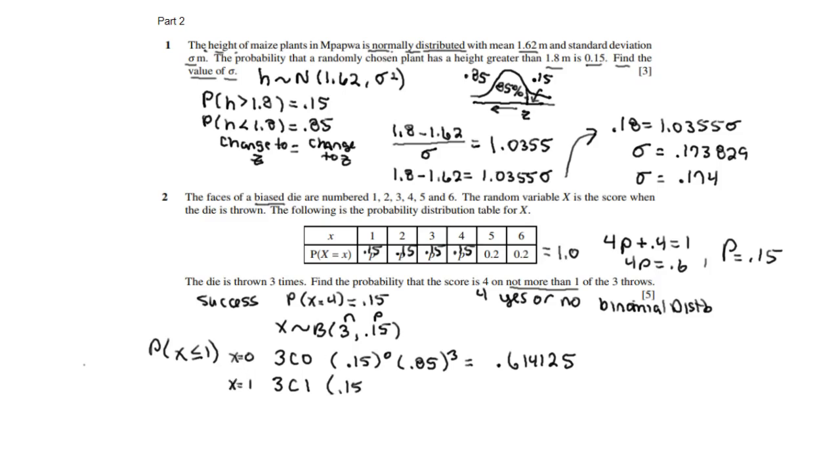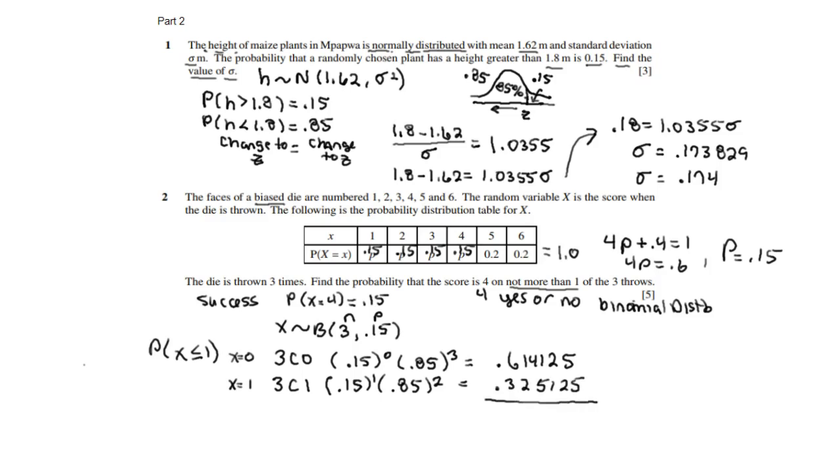So the probability of it being less than or equal to 1. We go ahead and do the same kind of thing that we just did. Let's try this again. 0.15 to the first power, and then 0.85 to the second. And then we multiply these together. And again, we can get a nice decimal.